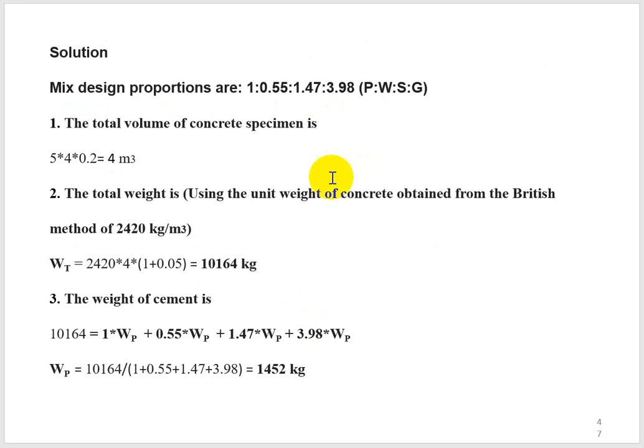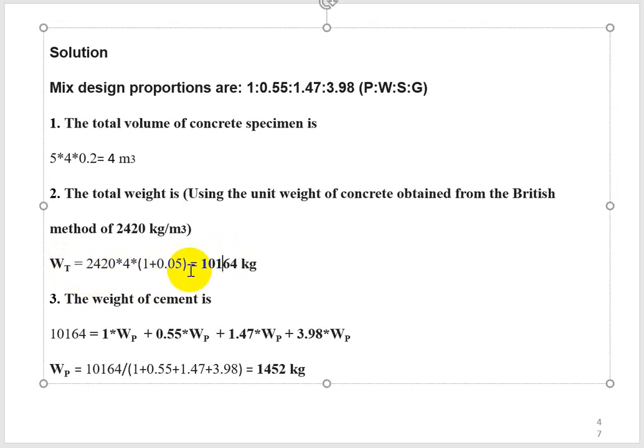Okay, that's it. And now we first get the volume of the specimen, which in the example we have is a slab, and then we have the weight from the British method, which is 2,420. So by getting the weight with the extra, the total weight will be 10,164 kilogram. So now we calculate the weight of the cement, and once we get it, then everything will be easier to get. So we multiply, we get all this information in here, and then we get the WP, which is the weight of the Portland cement, and which is 1,452.